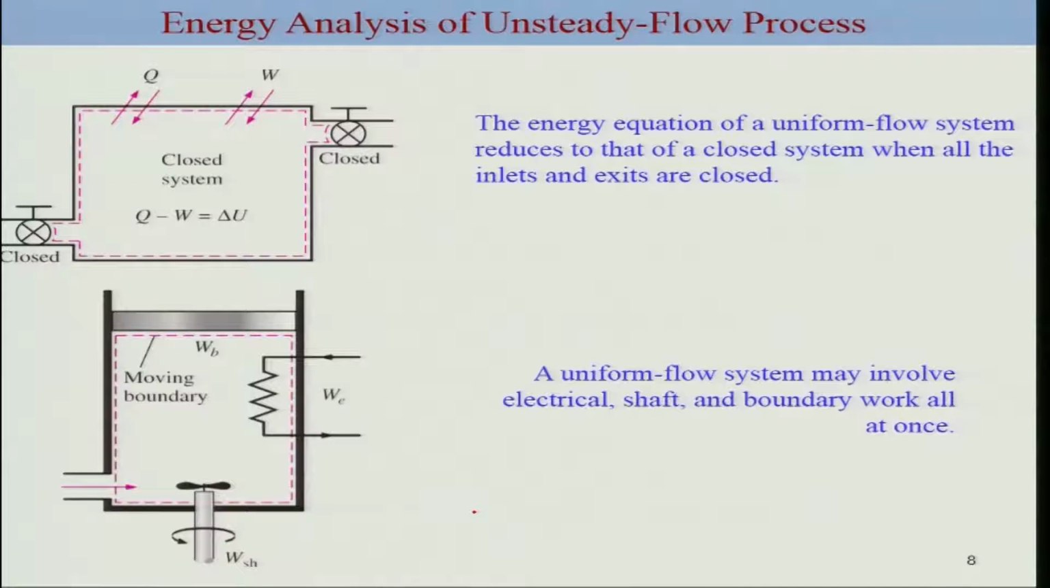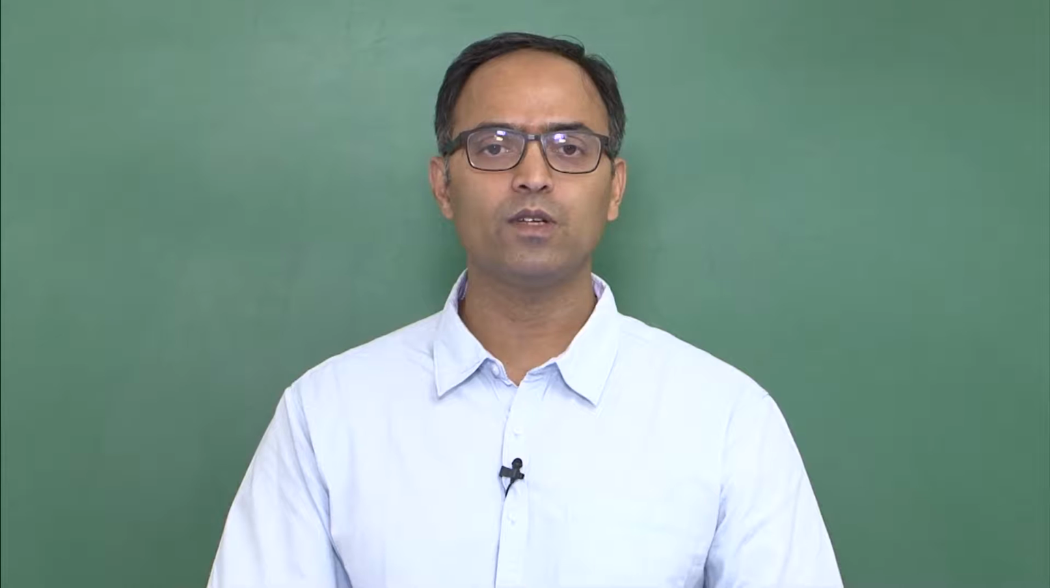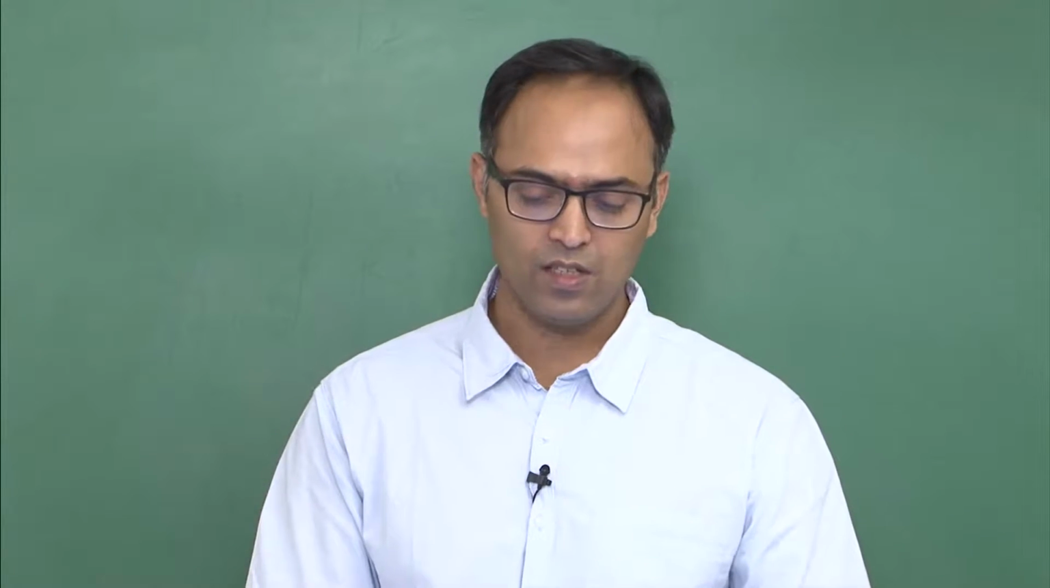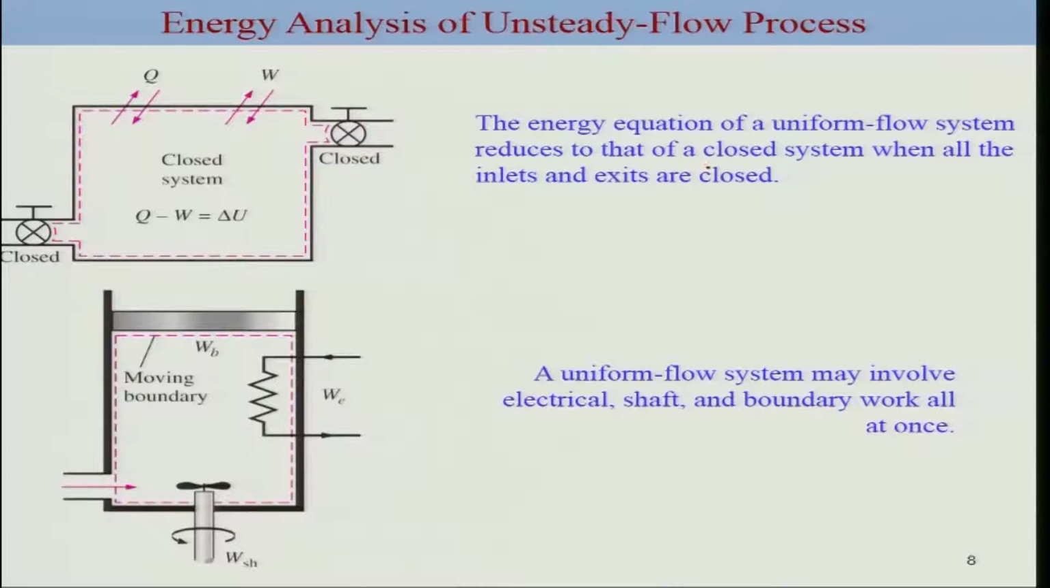Now just take a specific case here. If the exit and inlet are closed, this energy balance turns out to be the energy balance for a closed system. A typical unsteady flow process may involve different work, not just shaft work, but also electrical work as well as boundary work, so we have to keep that in mind. This is an illustration here.